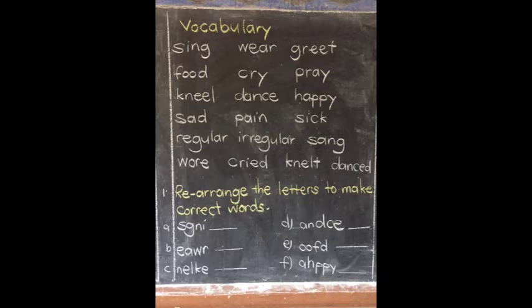Then the next one that we have is A-H-P-P-Y. Still, you look at those letters very well and form the correct word from them. Then still, we are still continuing with the spelling practice, and we have activity 2.